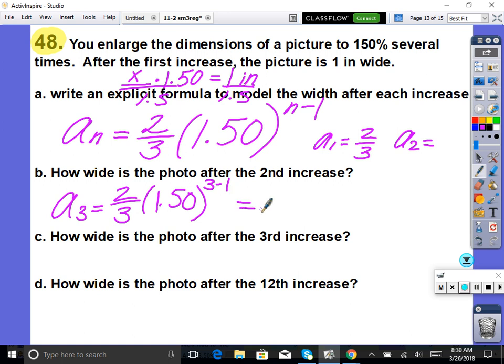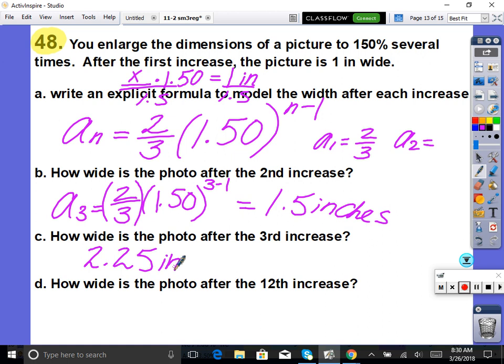How wide is the photo? Actually, you're going to want to put this in parentheses as well, just to be sure. It might be okay. Yeah, it just depends on people's calculators. I just want to be safe. Cool. So it's 1.5 inches. How wide is the photo after the third increase? This would be our fourth term. Okay.